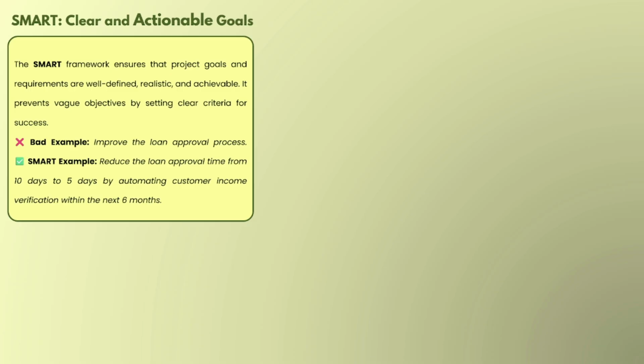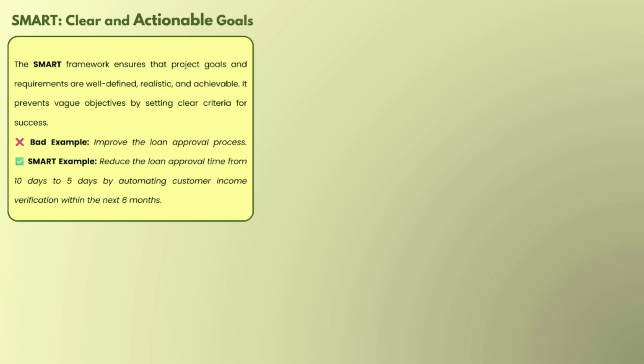It gives us two things. They want to reduce the loan approval time from 10 to 5 days, which is very clear, and they have provided the time frame as well: the next 6 months for automating the customer income verification. So the time frame is also provided here. We can say that this is a very smart way to write the requirement, or write the project goal as well.